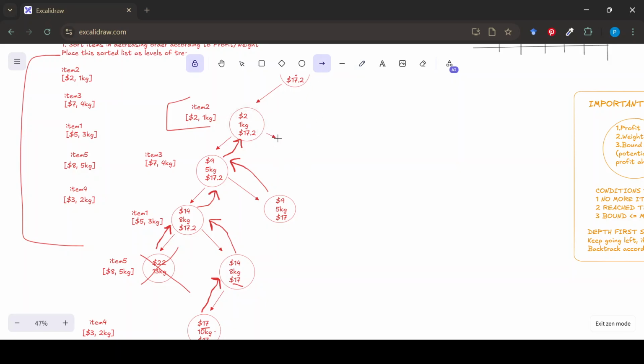Now from here, my bound is a little bit more than my profit, so I need to check this space out. So I go right. And at this state, I am saying do not pick up item 3. My profit here will remain as $2 since I'm not picking up any item. My weight will remain as 1 kg. And my new bound, I'll have to check that. So let's check my new bound.